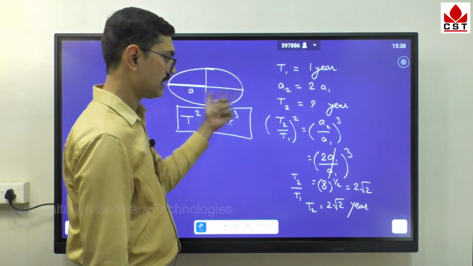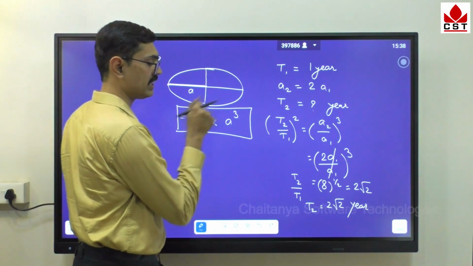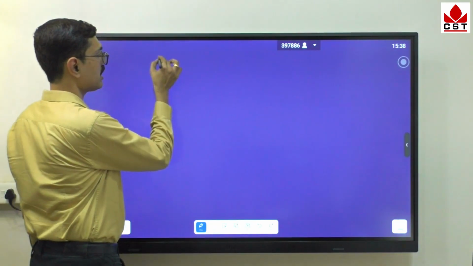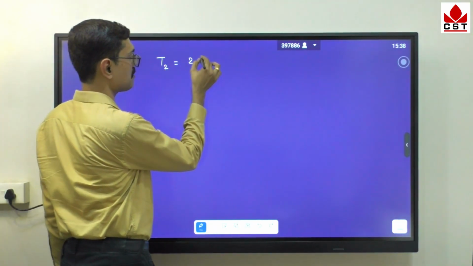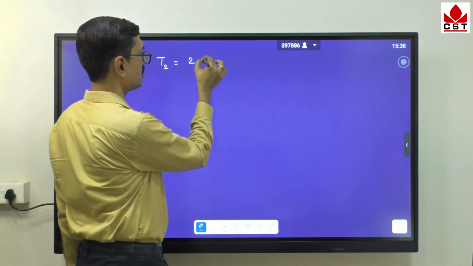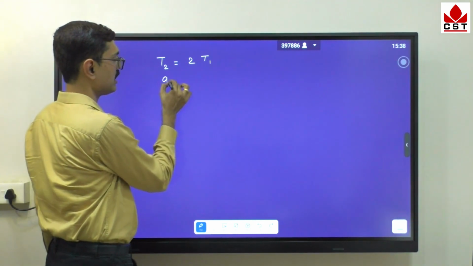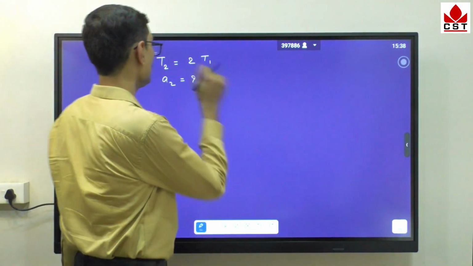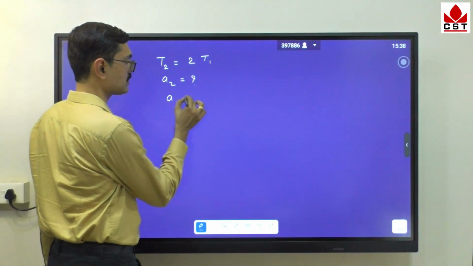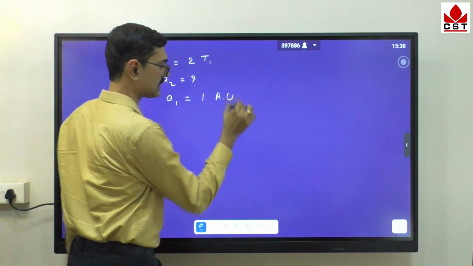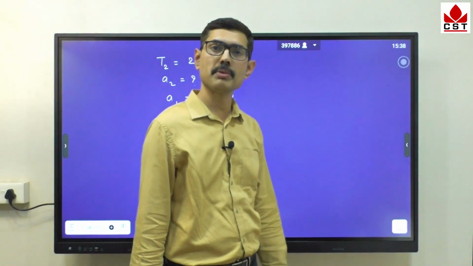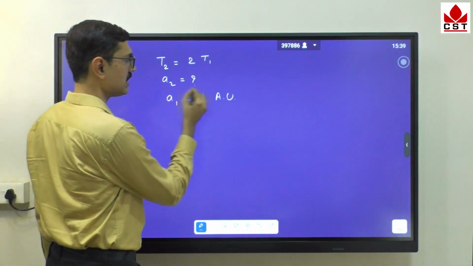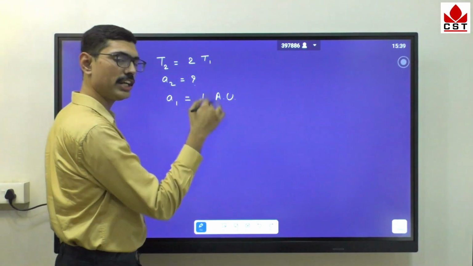Is it clear? Then take the next example. What happens when the time becomes double? When the time becomes double, again use the same relation. Time becomes double, what is the new distance? So 2 times T1, find the A2 value. We have to find the second distance, or the new distance, and the normal distance is taken as 1 AU. What is AU? AU is the astronomical unit distance. It is the current distance between Sun and Earth. So A1 is taken as 1 AU. What is A2 in terms of AU?